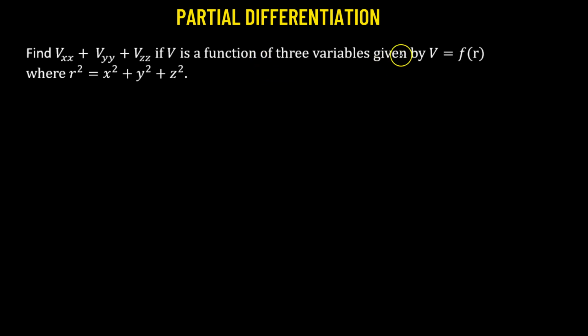So we have a function v of 3 variables, and v is given by f of r, where r squared equals x squared plus y squared plus z squared. Using this, we have to find the value of the second partial derivatives of v with respect to x, y, and z, and their sum. So let's begin. Here we have v equals f of r.